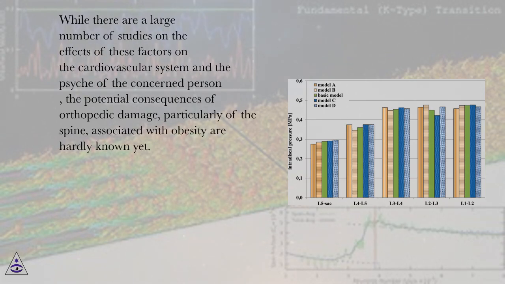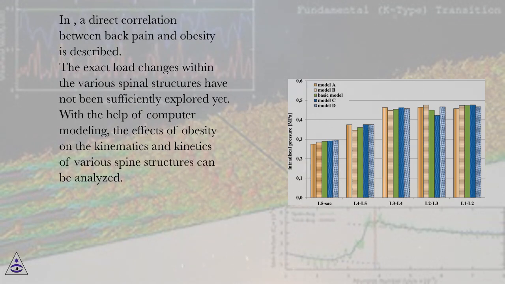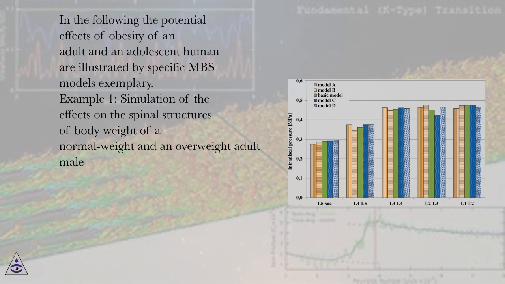While there are a large number of studies on the effects of these factors on the cardiovascular system and the psyche of the concerned person, the potential consequences of orthopedic damage, particularly of the spine, associated with obesity are hardly known yet. A direct correlation between back pain and obesity is described. The exact load changes within the various spinal structures have not been sufficiently explored yet. With the help of computer modeling, the effects of obesity on the kinematics and kinetics of various spine structures can be analyzed.